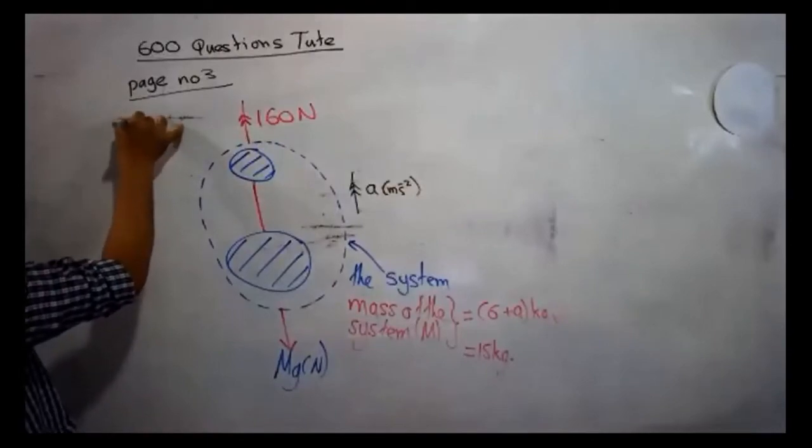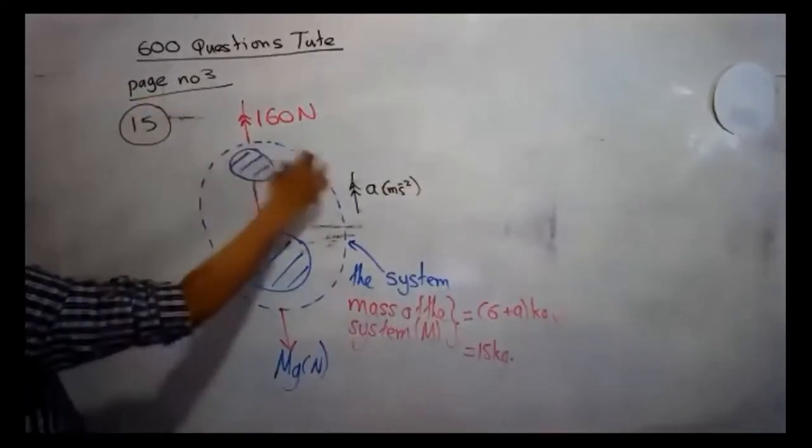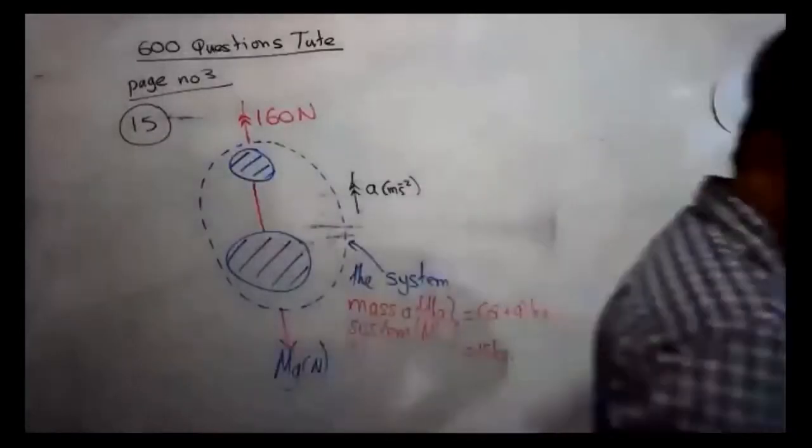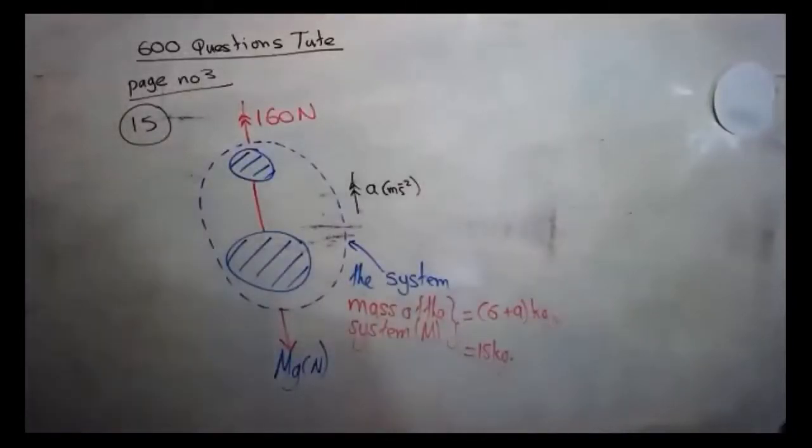So for question number 15, draw this figure with these dotted lines, indicate it as a system, and write the mass of the system as 6 plus 9. I'm going to consider everything together as a single object. The single object is said to be the system. Draw and write down everything that I have written on the board.